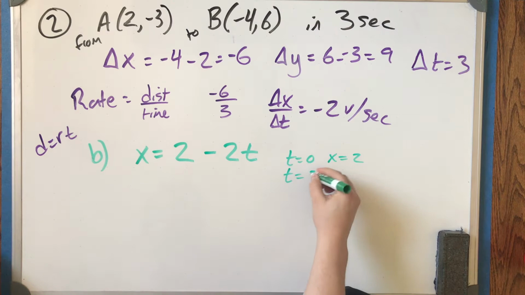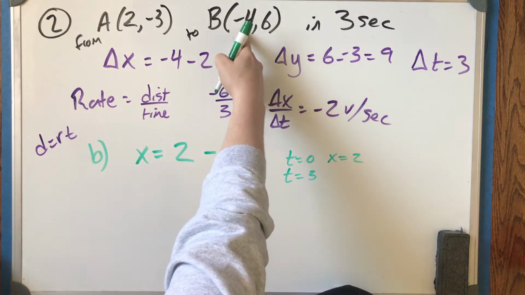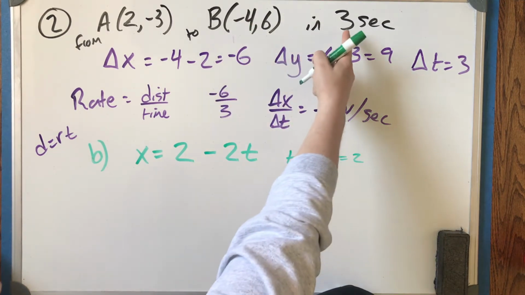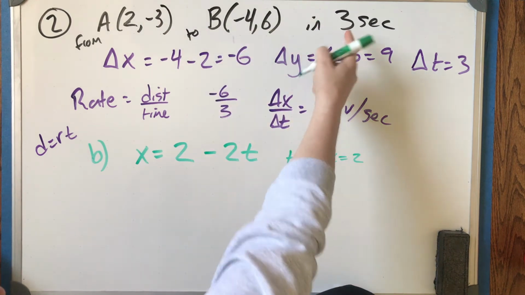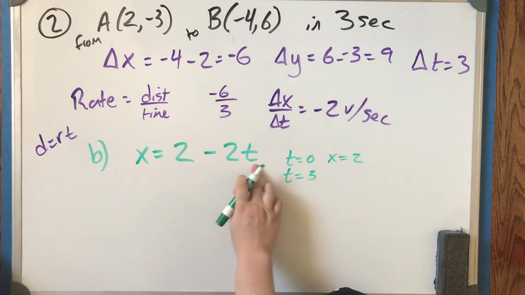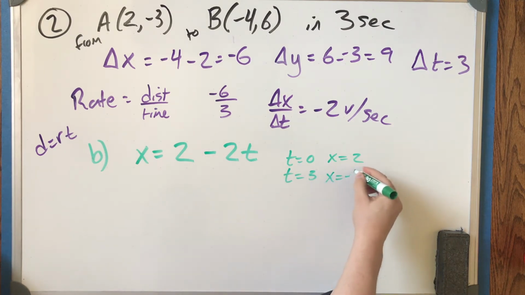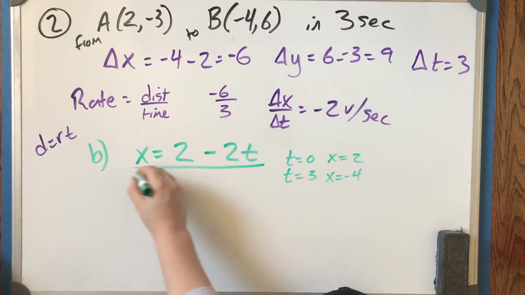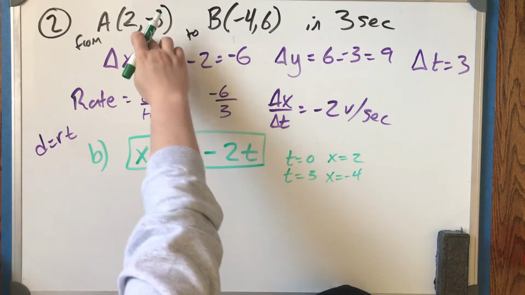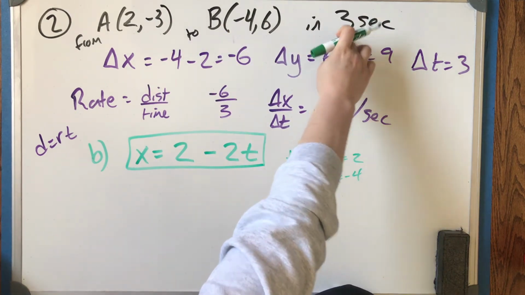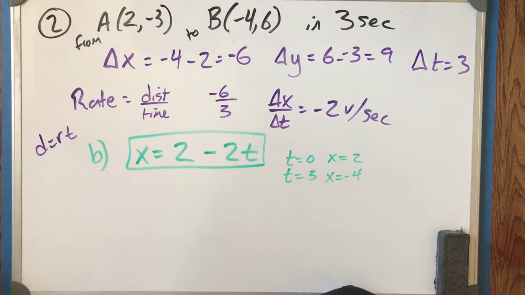Now what if t equaled 3? Our x value should be -4, because we know that we travel from A to B in 3 seconds. If I plug in 3, I'll have 2 minus 6, and that will give me x equals -4. So this equation works. It starts us at A and it ends us at B in 3 seconds when we look at just the x values. And that's what we want.